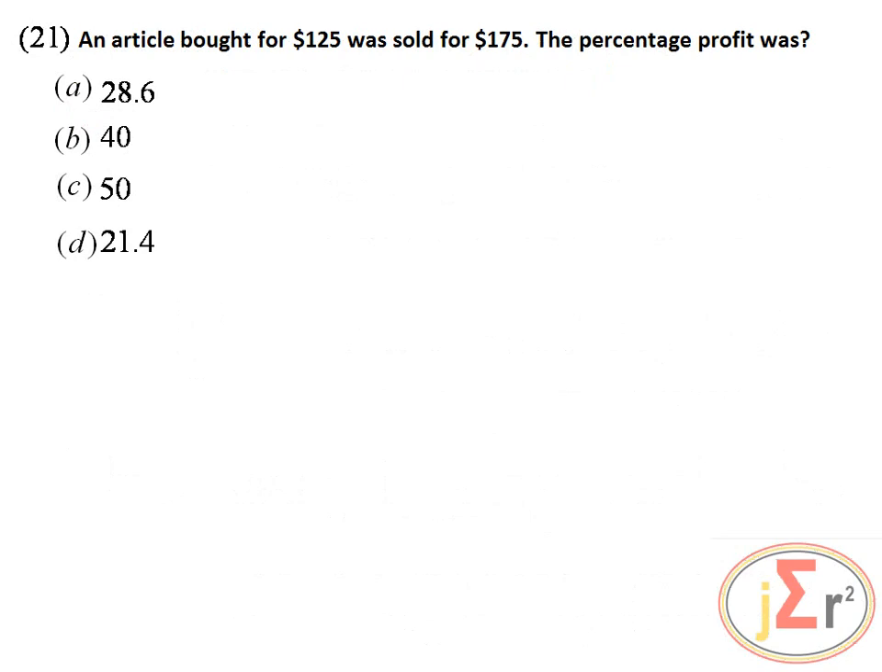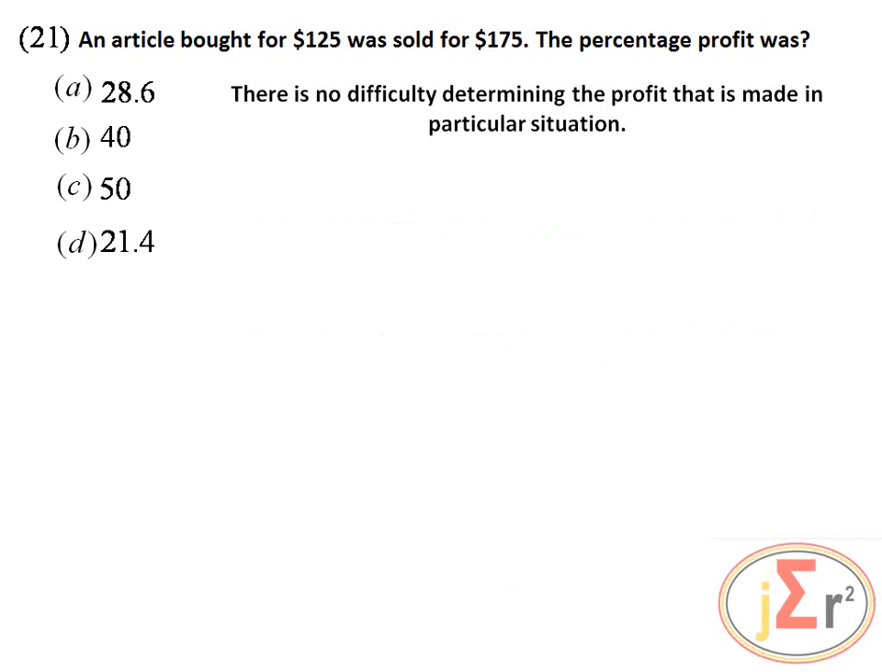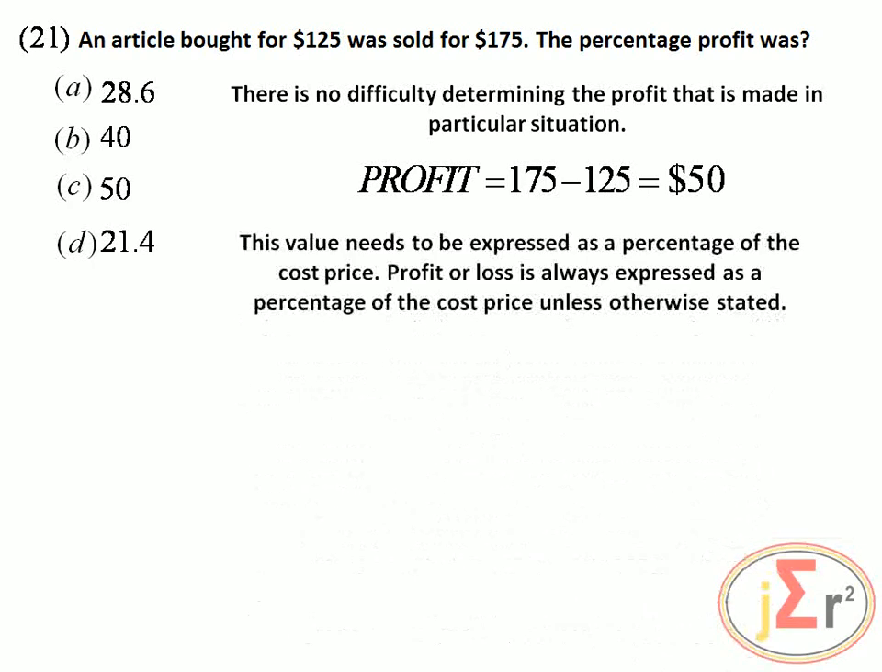An article bought for $125 was sold for $175. The percentage profit was, and we need to determine the percentage profit. There is no difficulty determining the profit that is made in this particular situation. Profit is equal to selling price minus cost price. And the selling price is $175. The cost price is $125. When we subtract those, we get $50.